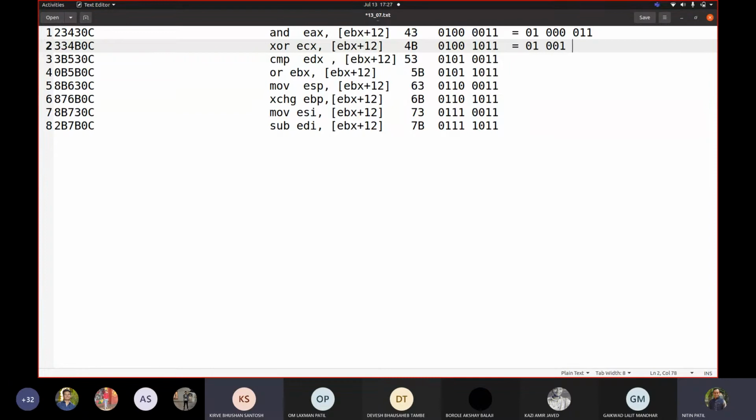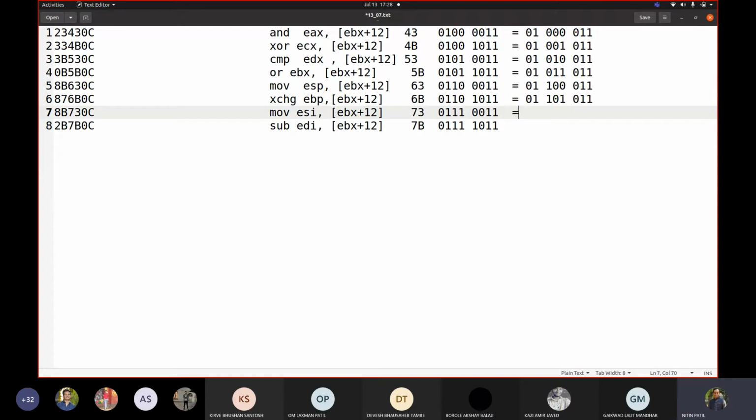Sorry, yes, sir. 0 1 1. So 0 1. So 0 1 0 0 1 1. 0 1 0 1 1 0 1 1, because both of them have EBX, correct? So 0 1 1 0 0 0 1 1 equal to 0 1 1 0 1 0 1 1 equal to 0 1 1 1 0 0 1 1, correct?